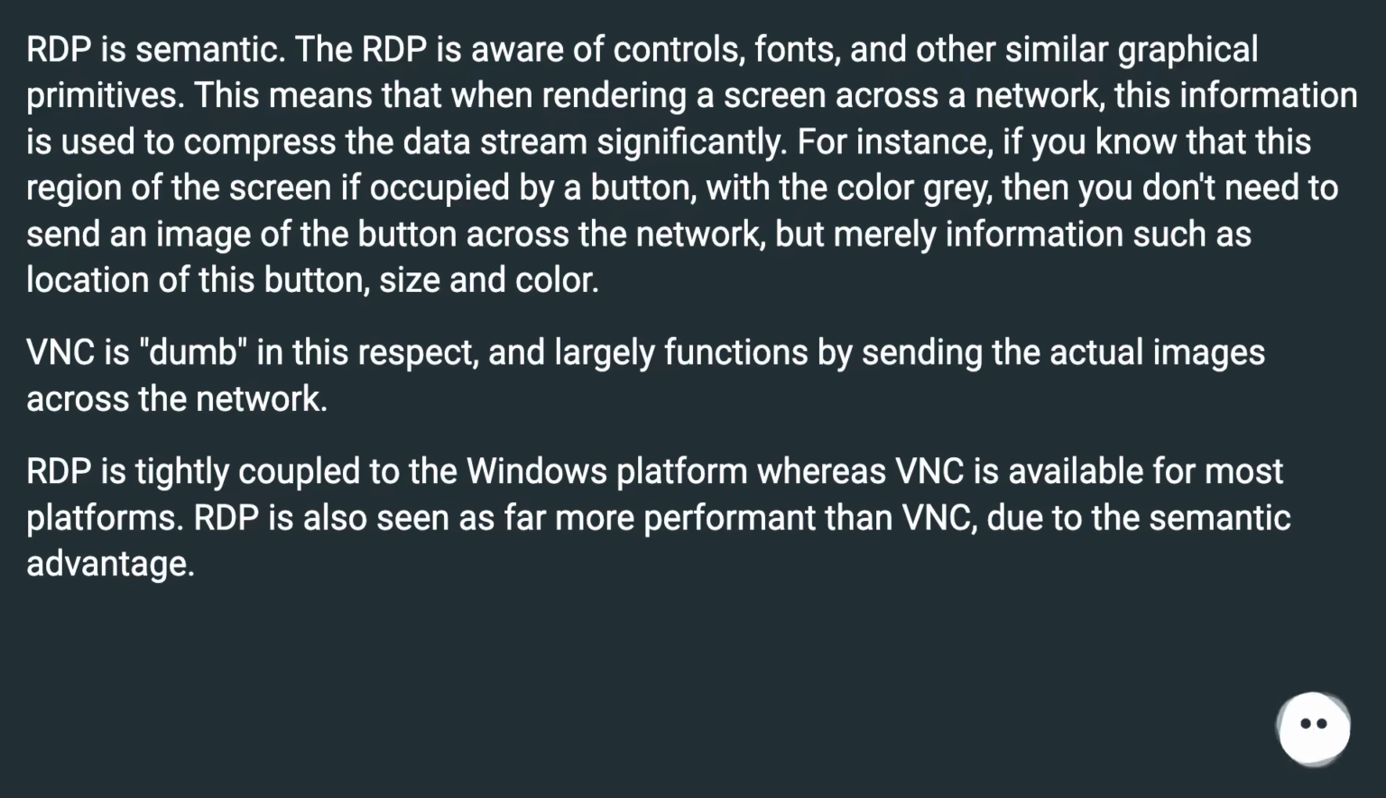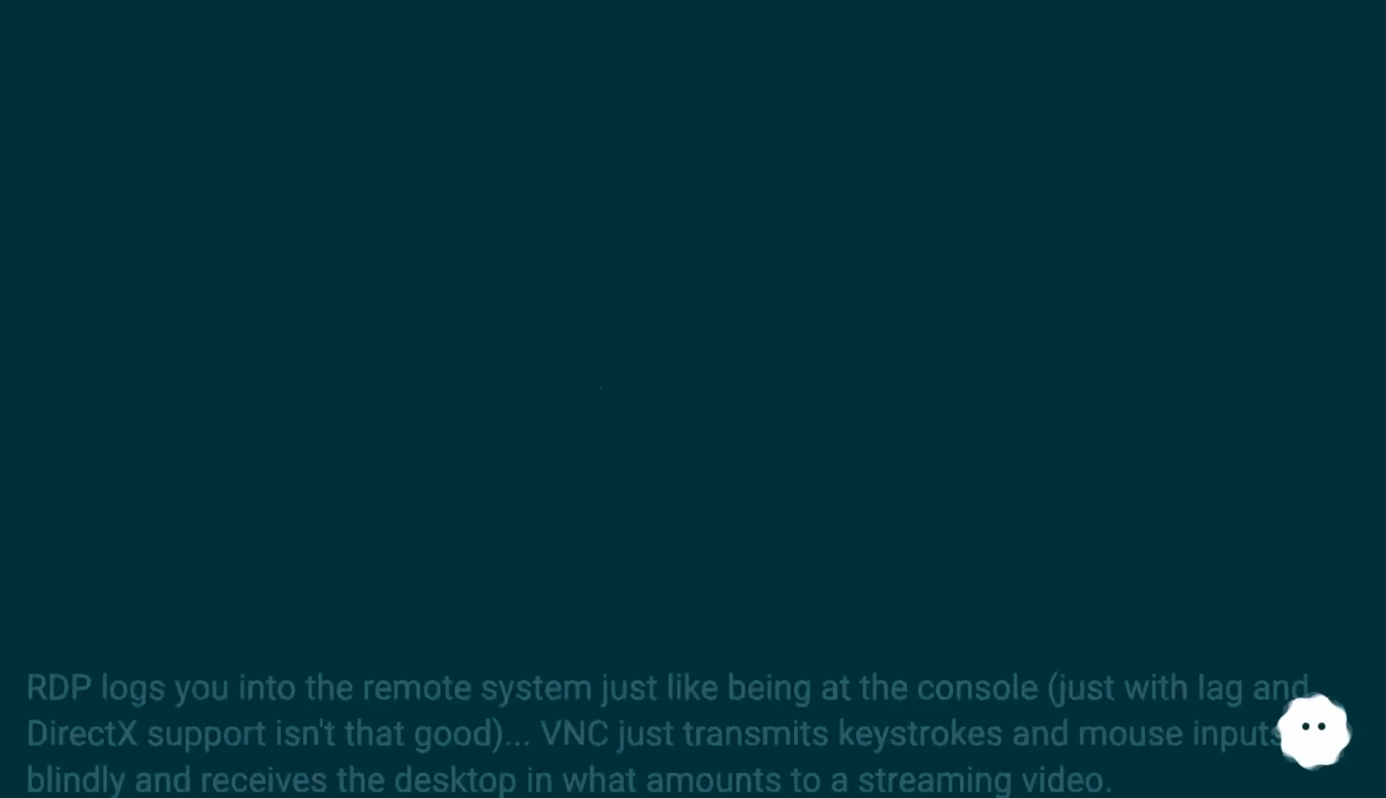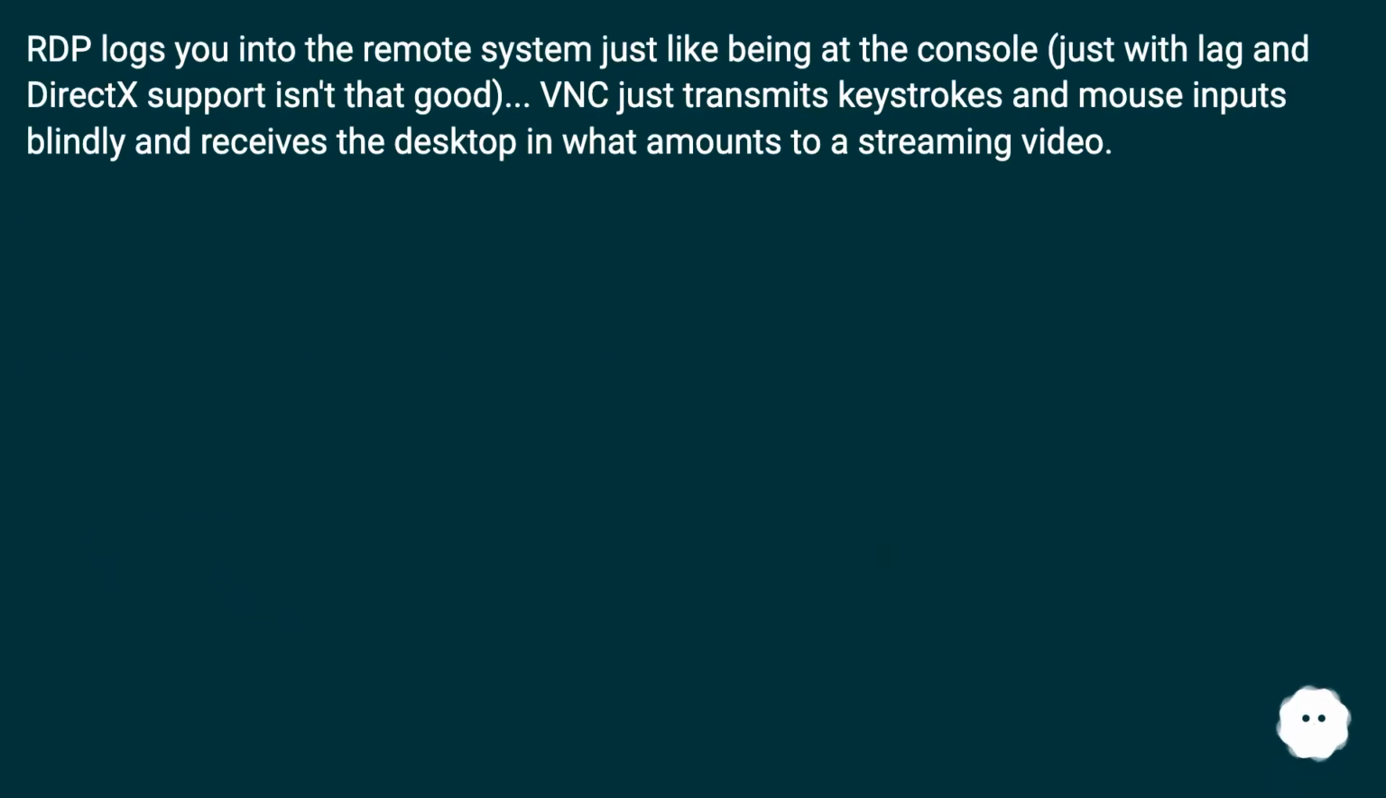RDP is tightly coupled to the Windows platform, whereas VNC is available for most platforms. RDP is also seen as far more performant than VNC, due to the semantic advantage. RDP logs you into the remote system just like being at the console, just with lag, and DirectX support isn't that good. VNC just transmits keystrokes and mouse inputs blindly and receives the desktop in what amounts to a streaming video.